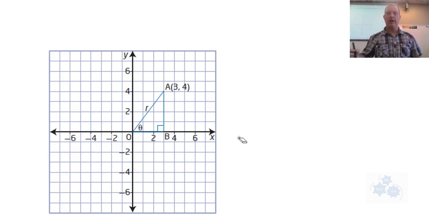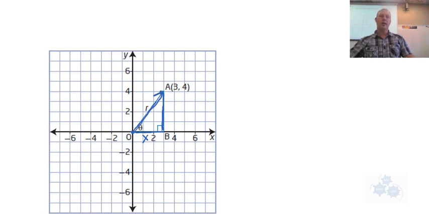Now, here's a couple things. We know the length of this side of this right triangle. See the right triangle that's formed here? There's a right triangle that's formed by this terminal arm of the angle and the x-axis. So there's an x coordinate right here. There's also a y right here. The x is 3 units, the y is 4 units.